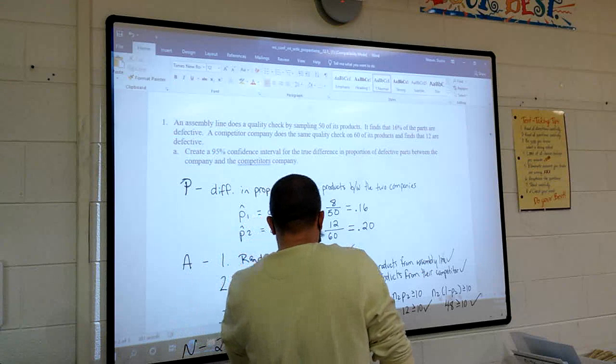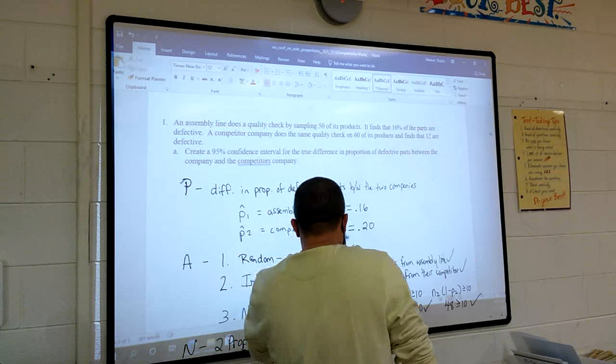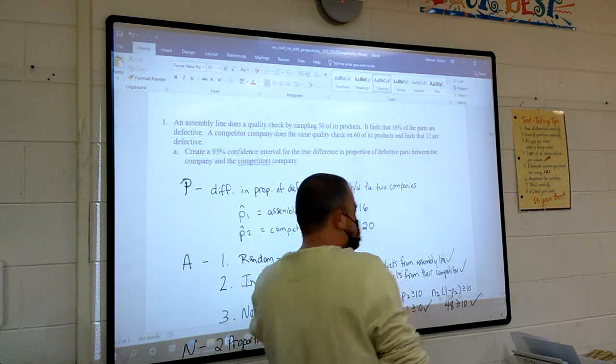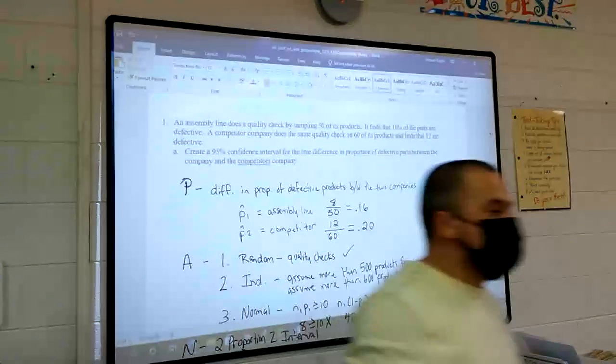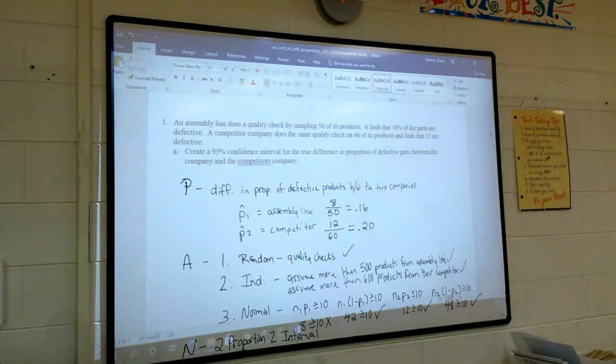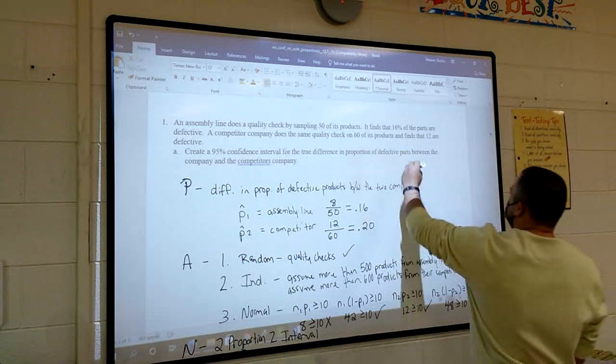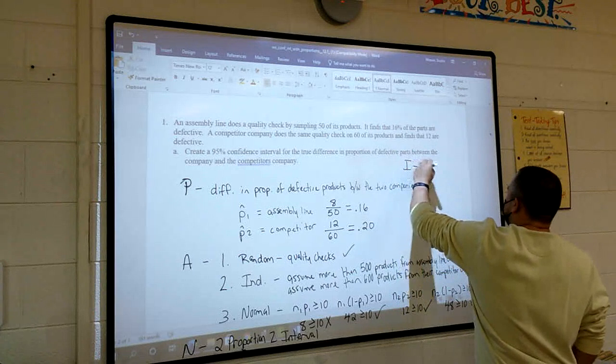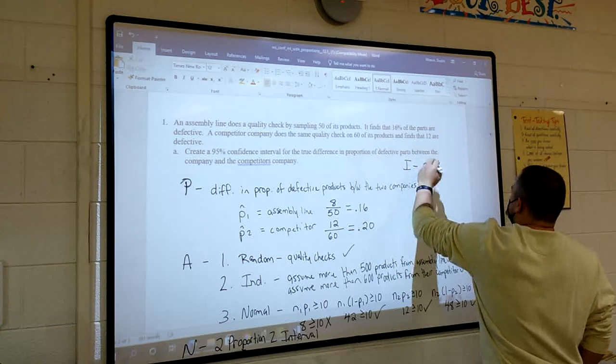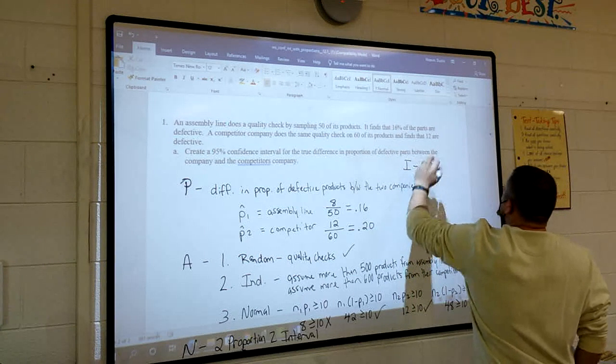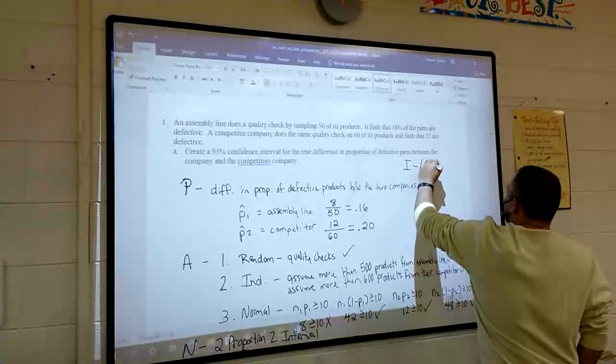Now, just so we know, and we've seen this before, for this problem let's look at what the actual interval would look like. All we've done is put it in the calculator for 2 proportions. We haven't actually looked at what the interval would look like, so let's look at what it would look like. So it is p1 minus p2.